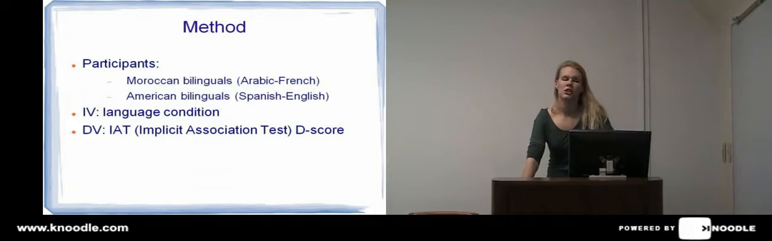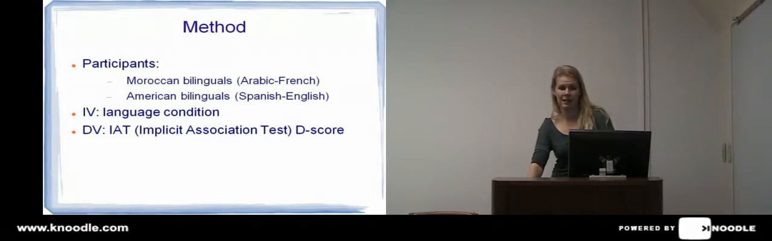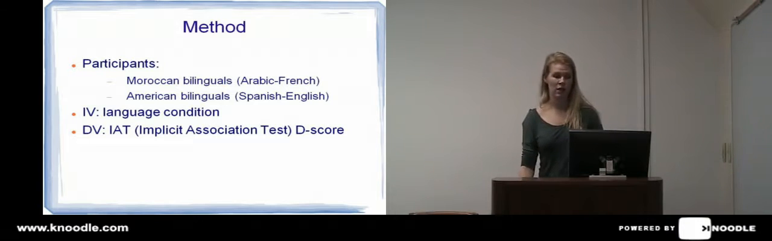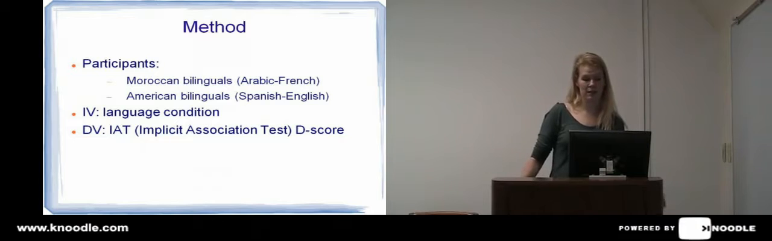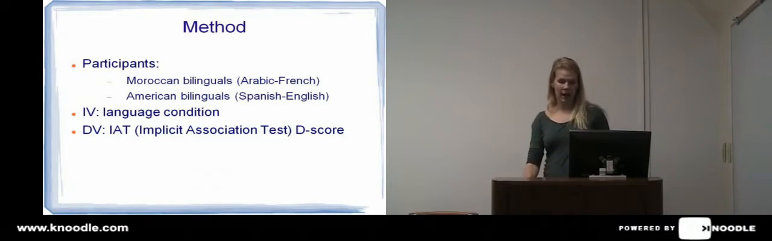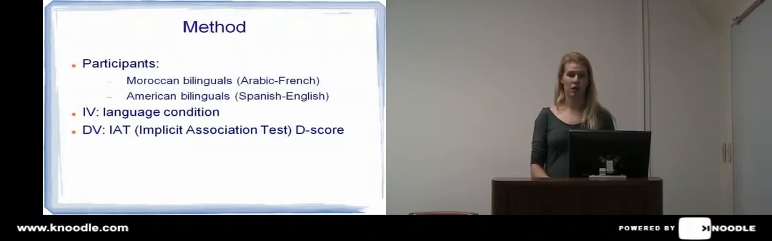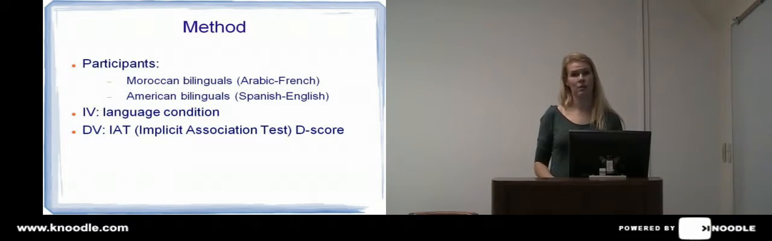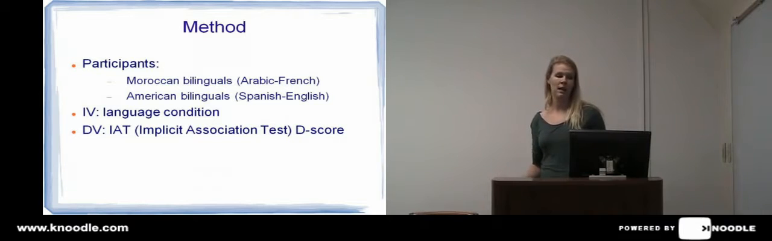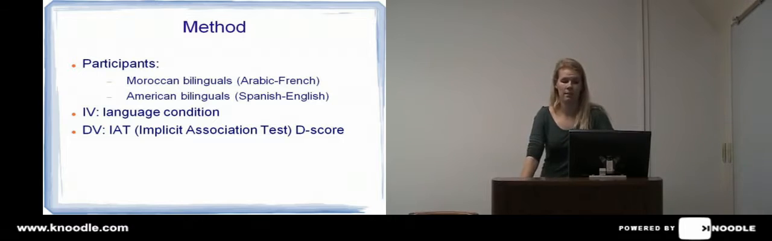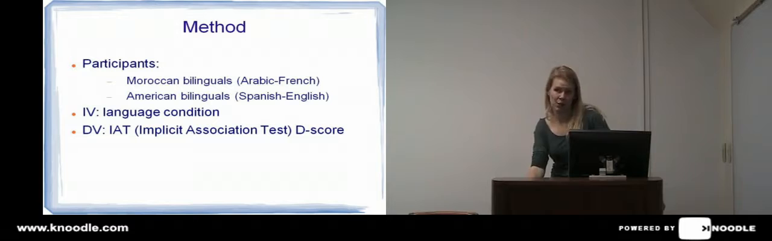They did 2 experiments to test their hypothesis. In the first experiment, they tested Moroccan bilinguals. They tested them in both Arabic and French, and the language condition was the independent variable. They were tested in both Arabic and French, or French then Arabic, to keep control, and they were tested in these languages one after another immediately. And the dependent variable for this experiment was an IAT, or Implicit Association Test, D-score.